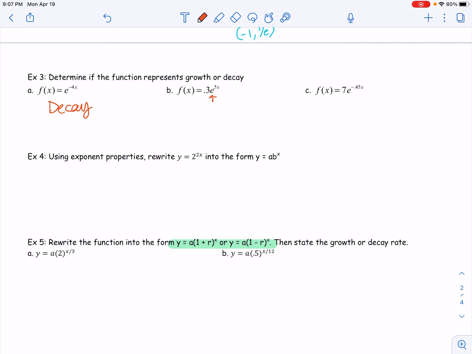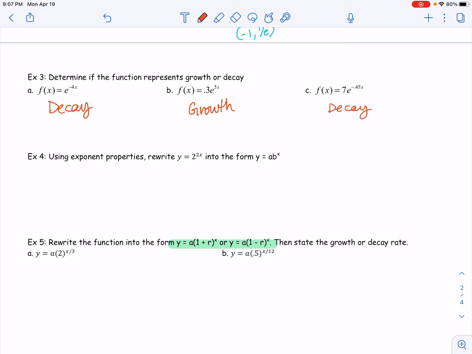That's your initial amount. That e is being raised to the positive 5x power, so this is going to show growth. And then again, we have a base of e. 7 is just the initial amount or the vertical stretch. And this time it is being raised to a negative 0.45 times x power. So this is also going to show decay.